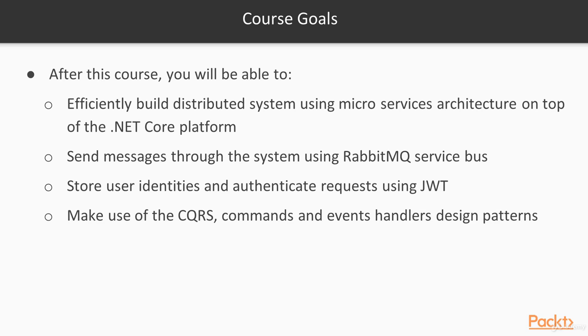The goals of this course are the following. After completing this course, you'll be able to efficiently build a distributed system using the microservices concept, and of course by following the best patterns and the .NET Core platform itself. You'll see how you can send messages through the system and use the RabbitMQ service bus to achieve that. You'll also find out how to store the user identities and authenticate the requests using JSON Web Tokens, which is the industry standard. You will also see how you can make use of the basics of CQRS, commands, events, handlers, and other design patterns that are pretty useful when designing a distributed system.